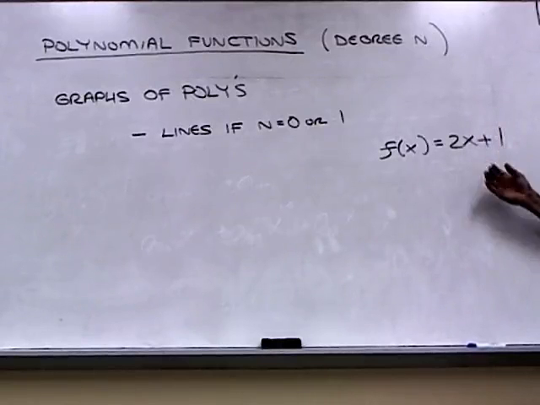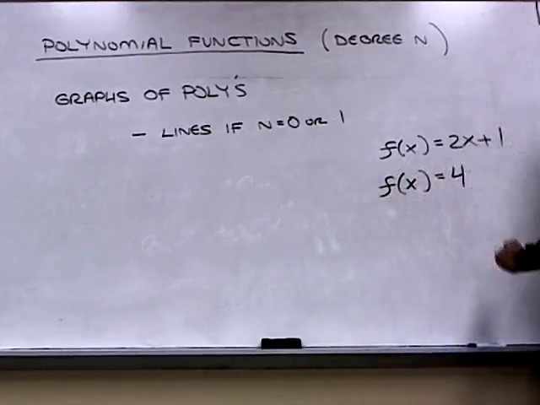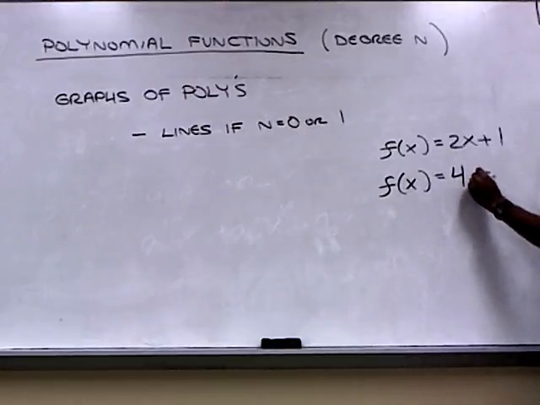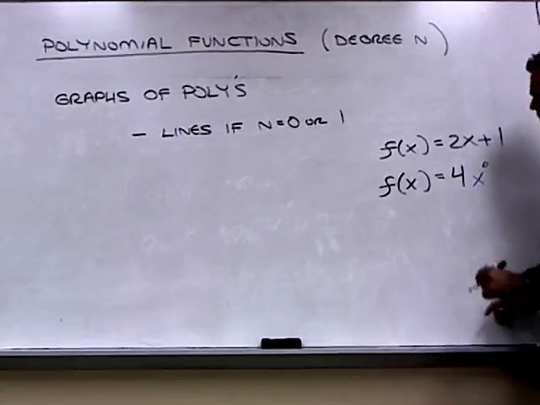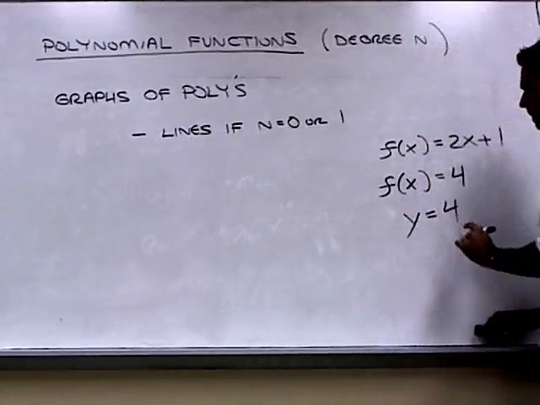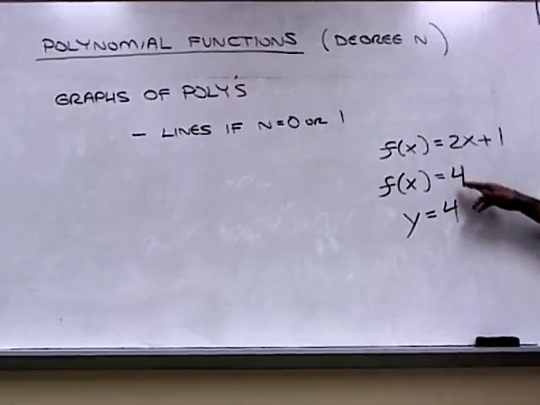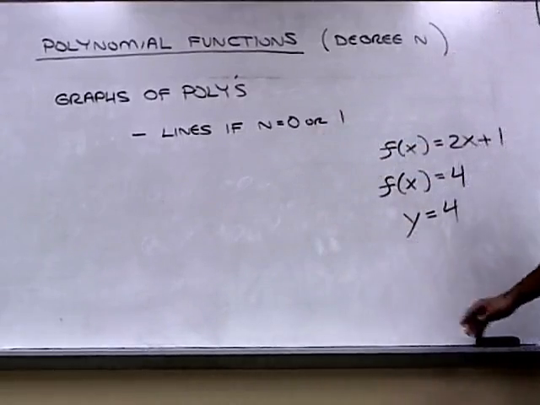That's a line. What if I write this? What's the degree of this polynomial? 0, right? Because remember, this is like an x to the 0 here that we don't write. What does f of x equals 4 look like? Close, close. This is the same as y equals 4, right? Horizontal line. So it's still a line. So if the degree is 0 or 1, we're looking at a line.